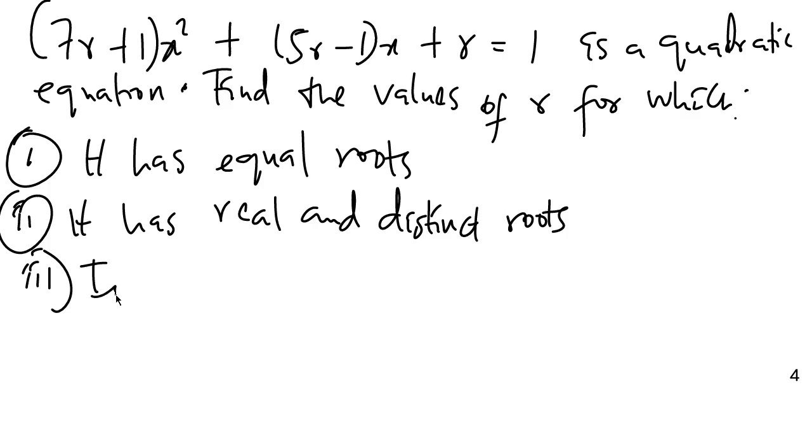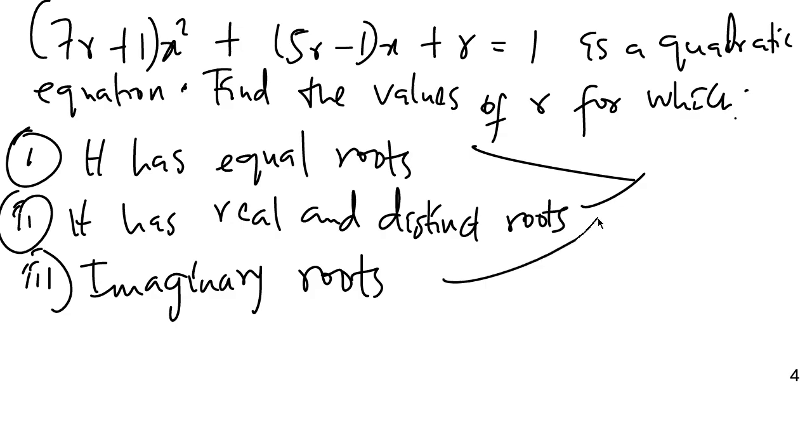(iii) imaginary roots. Very important. So what do we do? Follow the principle that says that if a quadratic equation should have equal roots, then what happens? That means that b squared negative 4ac should be equal to 0. So let us write down the equation we're given.